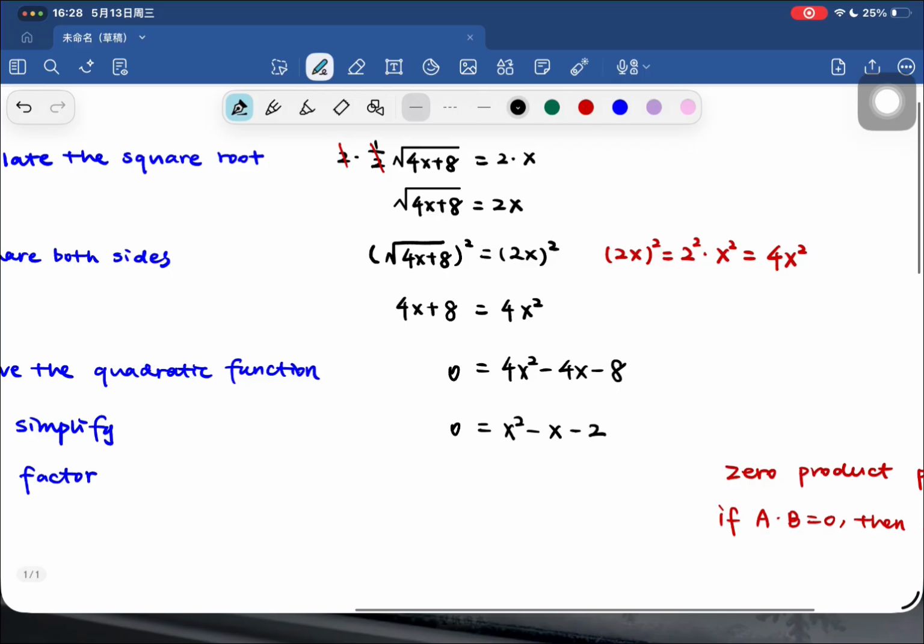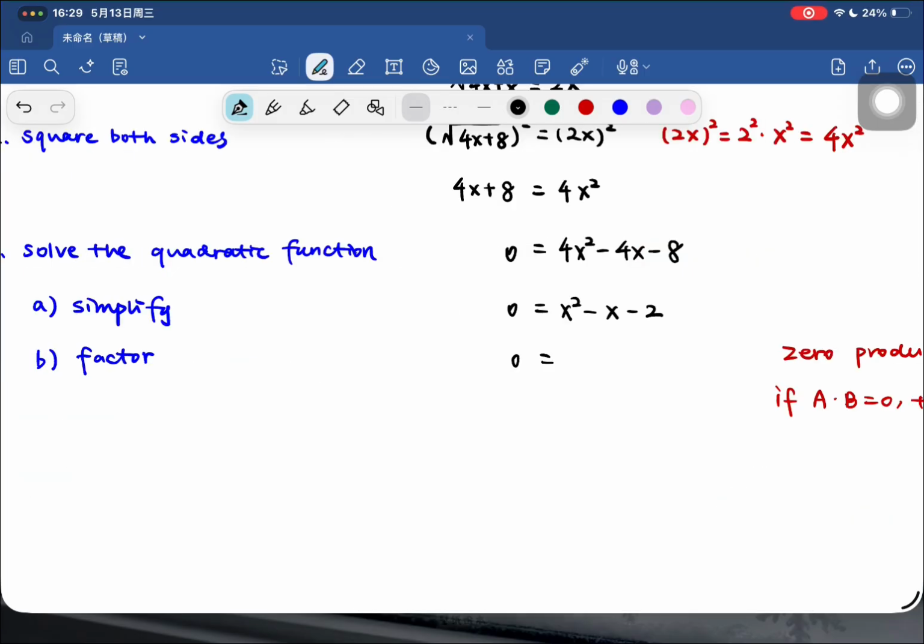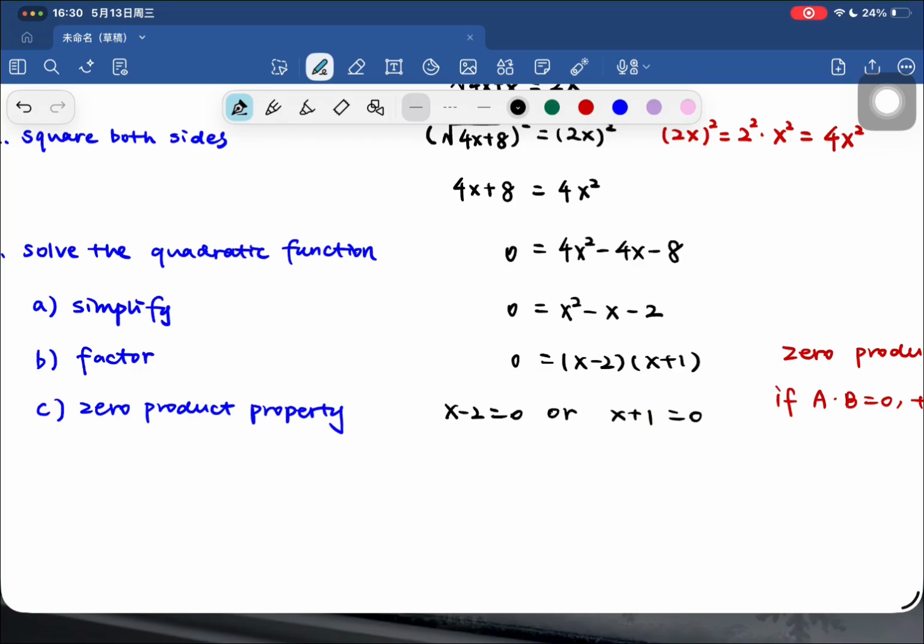So we can write 0 equals x minus 2 times x plus 1. Now use the zero product property. We can get x minus 2 equals 0 or x plus 1 equals 0. Solving each equation gives us x equals 2 or x equals -1. So now we have two possible answers.